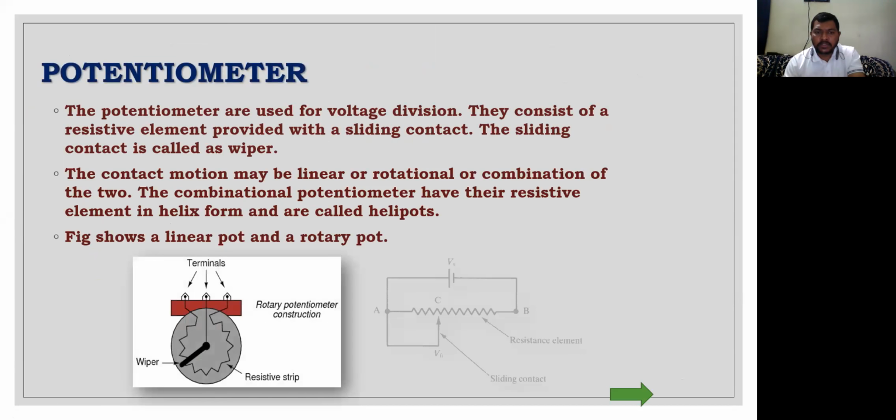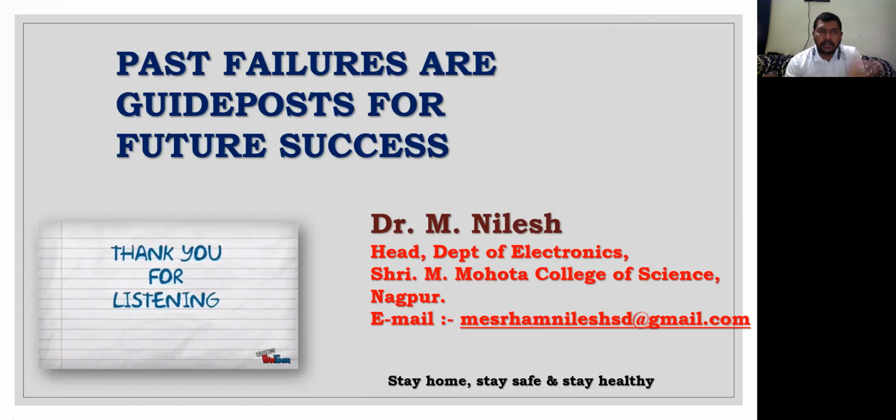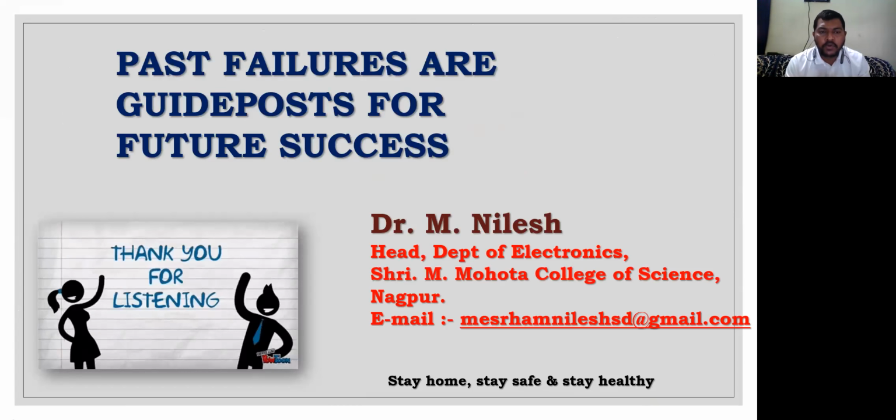The potentiometer looks somewhat like this. This is a wiper which rotates on this resistive strip, and accordingly the resistance varies. The electrical circuit is like this. The main center wiper changes, and accordingly we can vary the voltage. This is a pot.